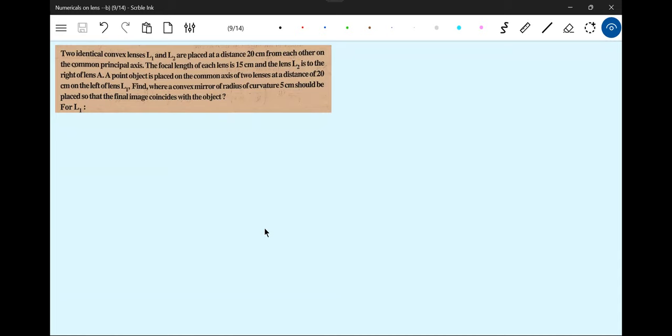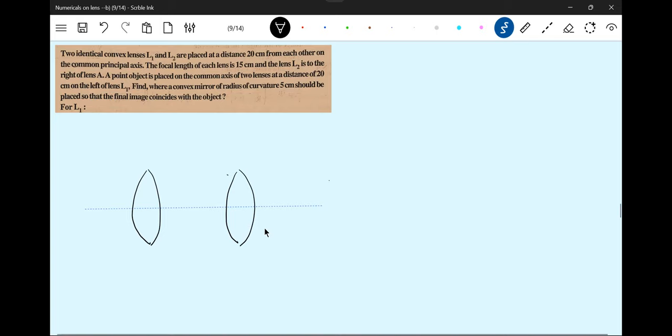Two identical convex lenses L1, L2 are placed as in the given diagram, which I am supposed to draw. Then we have a mirror. After reading the question, I'm able to draw. So there's a lens L1, L2, and there's a mirror M. The focal length of each lens, I'll write it, 15 centimeter, and this distance is in centimeter.